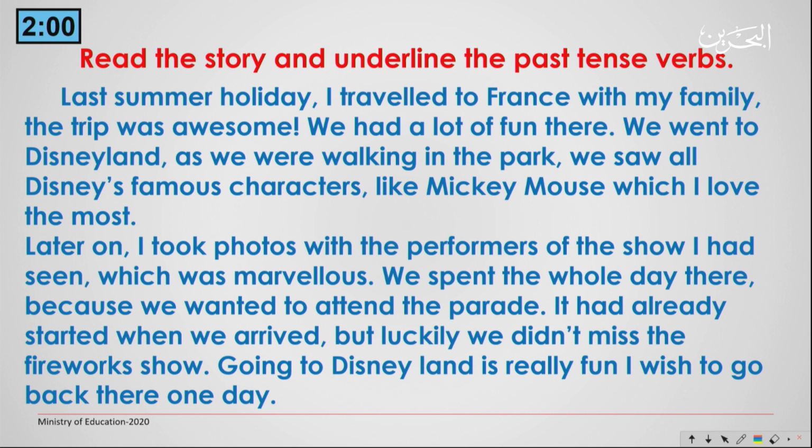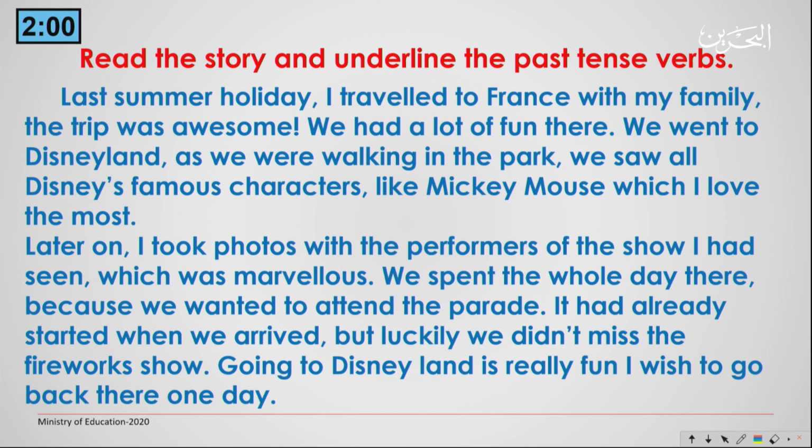Last summer holiday, I traveled to France with my family. The trip was awesome. We had a lot of fun there. We went to Disneyland. As we were walking in the park, we saw all the Disney famous characters, like Mickey Mouse, which I love the most. Later on, I took photos with the performance of the show I had seen, which was marvelous.